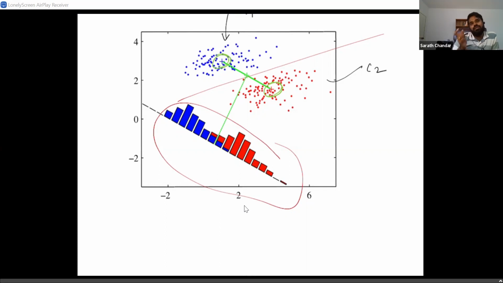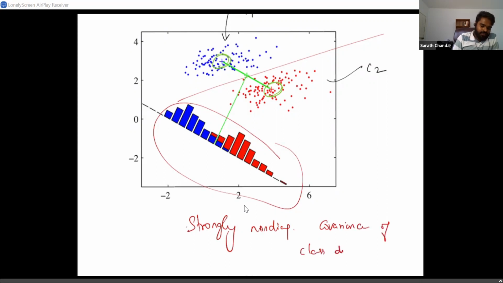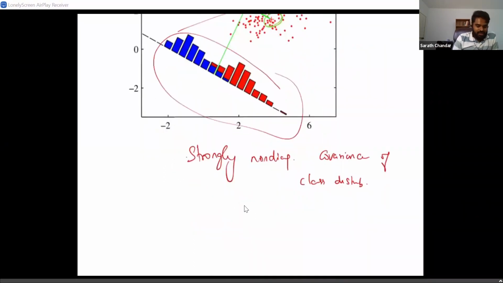When I'm trying to explicitly maximize the gap between the means, it's simply because we are just focusing on the mean and not on the covariance of the class distribution, okay? And in this case, it happens that this particular data set has strongly non-diagonal covariance of class distribution, okay? As someone rightly pointed out in the beginning, variance is the most important thing that you should care about, not the mean, right? So can we do something better than this?